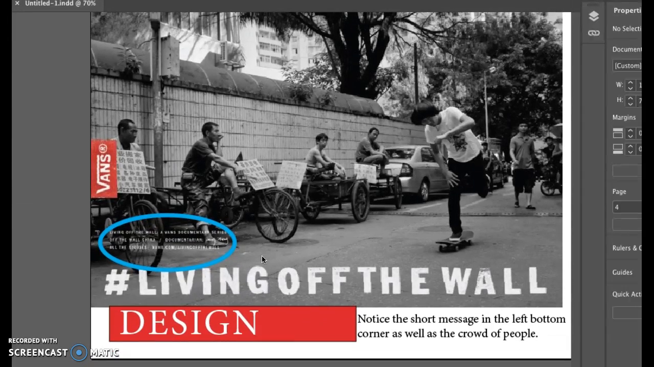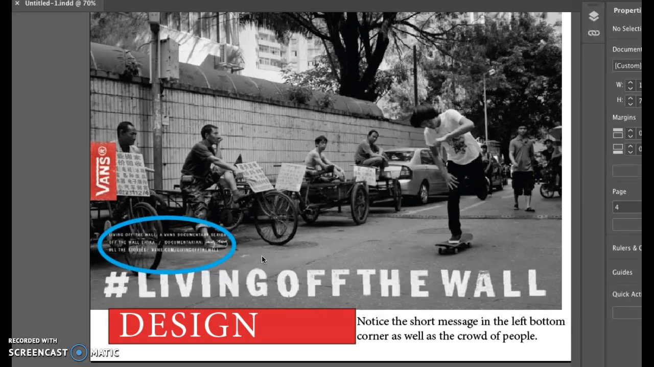Next, I want to talk about the design. The design of this ad is consistent with the others, as in it always has a little short story of who took the photo and who is the person about the main focus. It always had a crowd or a message of talking about people and the way that they correlate together in this ad.